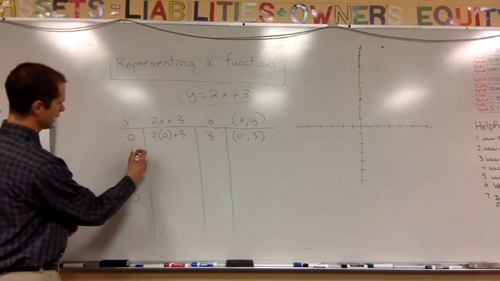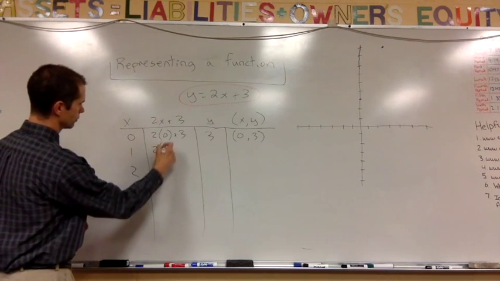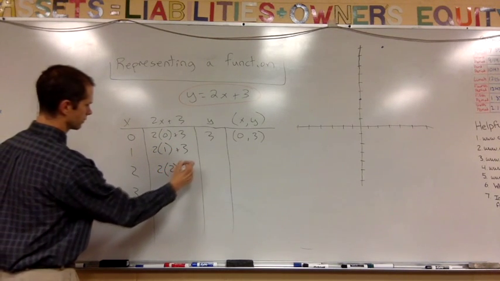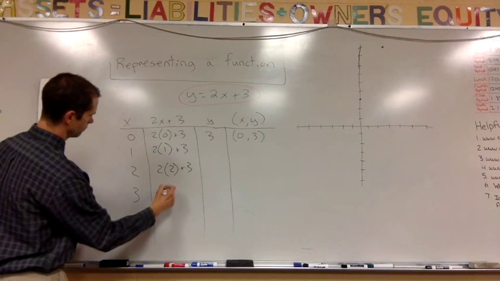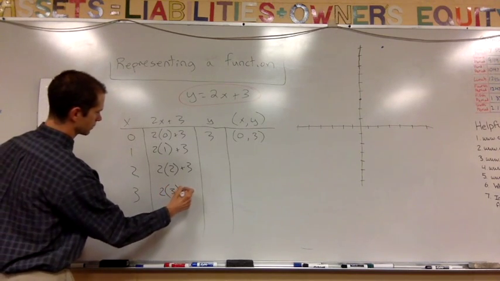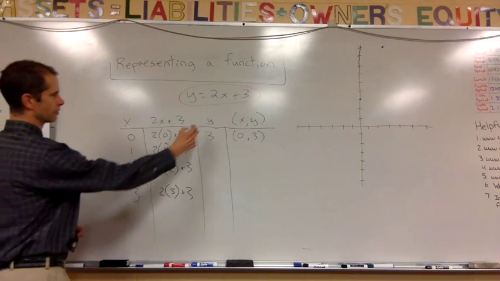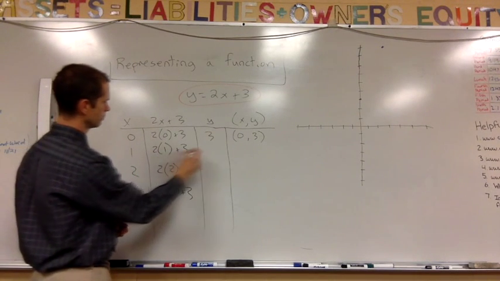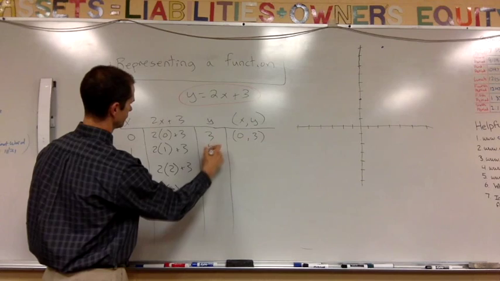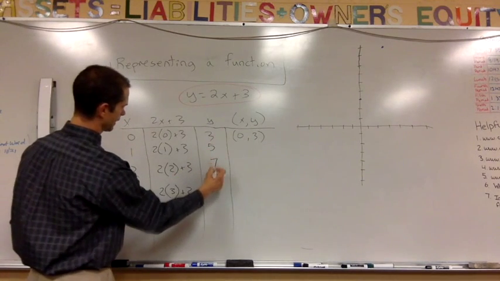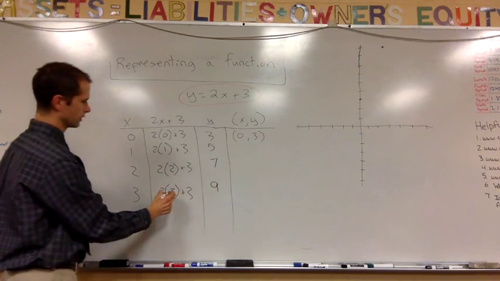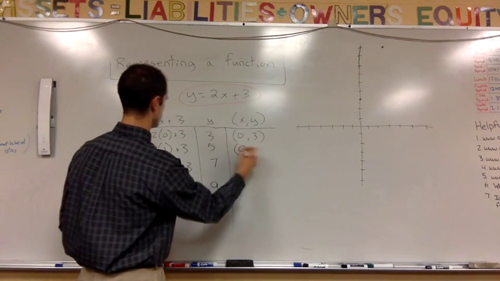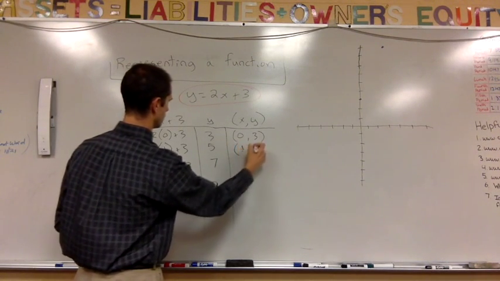So here we're going to just substitute. So 2 times 1 plus 3, 2 times 2 plus 3, 2 times 3 plus 3. And then we're going to get our values. We'll evaluate these expressions. 2 times 1 is 2 plus 3 is 5. And then we have 7. And 2 times 3 is 6 plus 3 is 9. And then we write our ordered pairs. 1, 5.